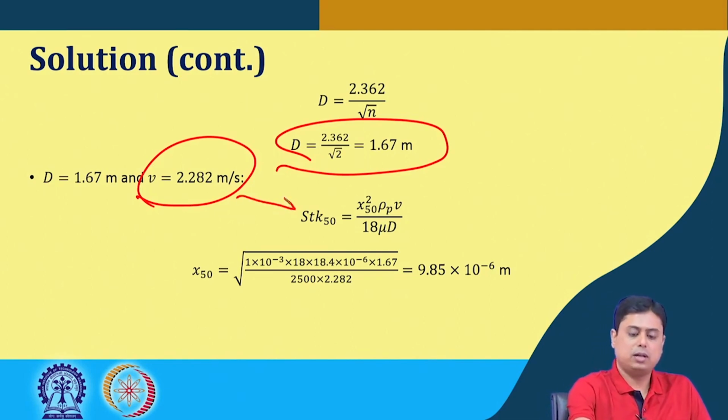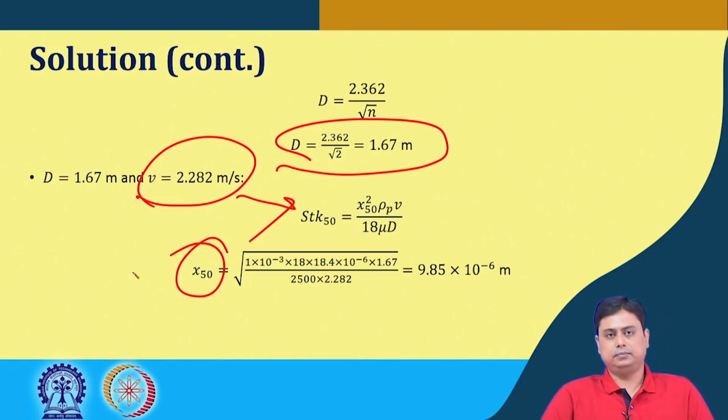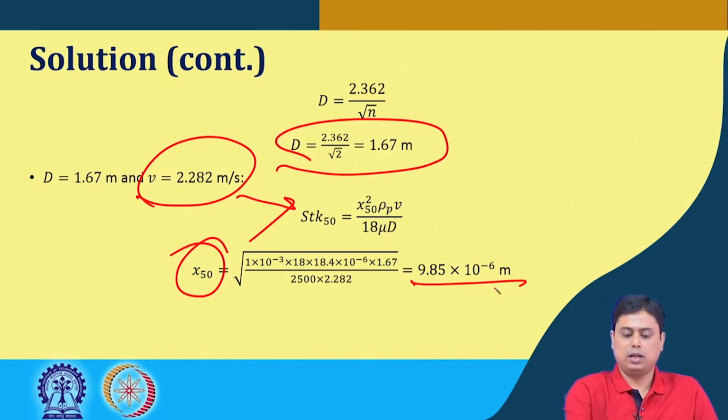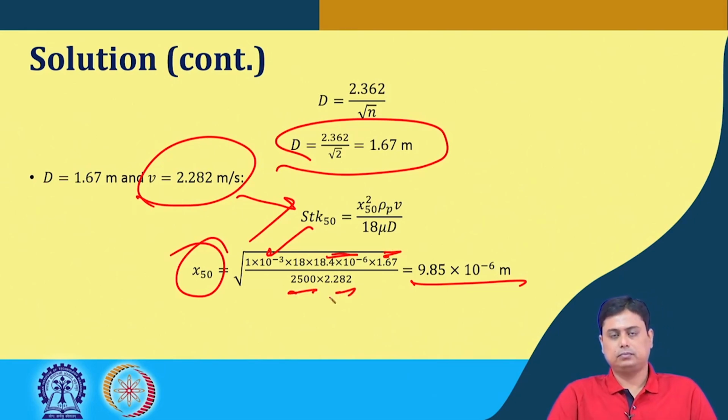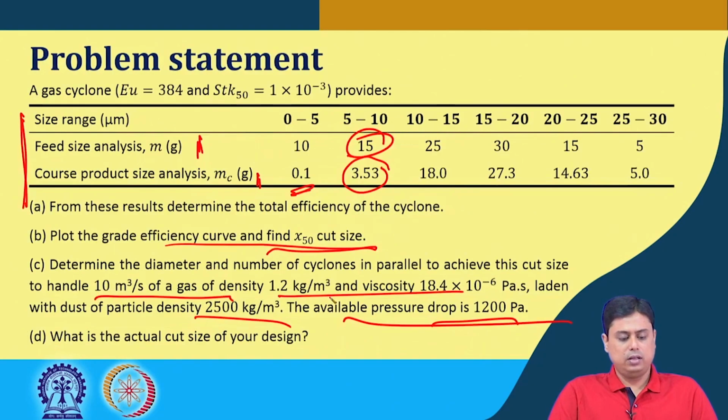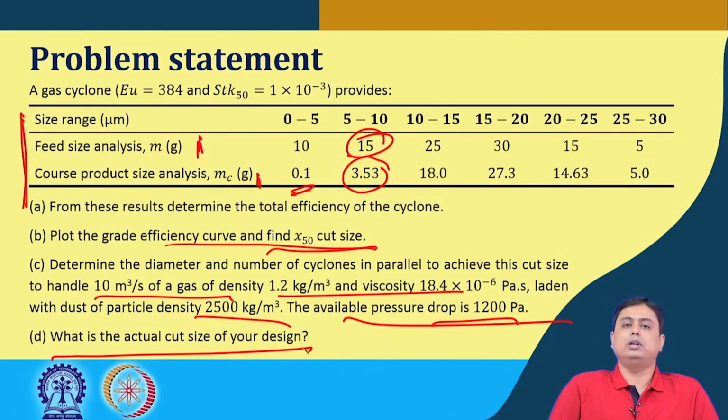we put it in the Stokes number to find the new value of cut size, which is 9.85 micron. The Stokes number is 1 into 10 to the power minus 3, 18, this is the mu, this is the d, this is the rho p, this is the v. So that answers our last part as well, that what is the actual cut size of your design.